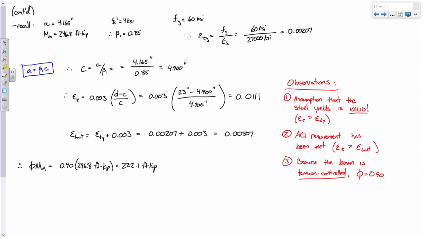Okay? Why is the live load factor higher? Because we're less certain about the live loads than we are the dead loads. Make sense? Yes, sir?